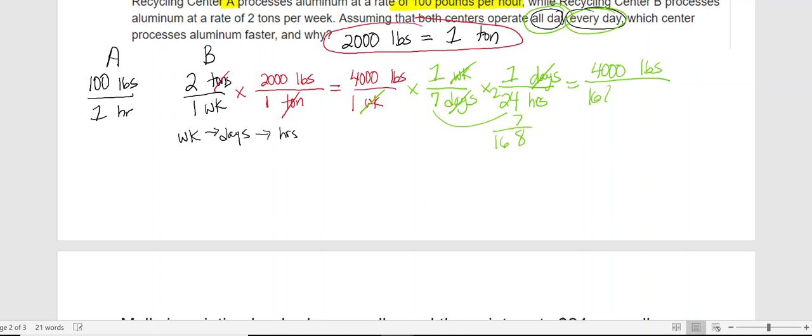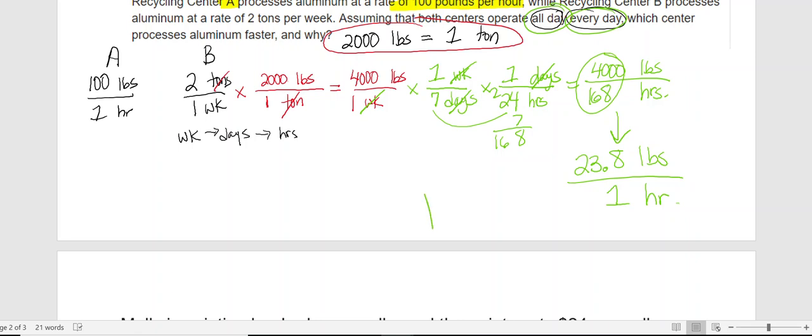and 7 times 24 is 168 hours. And to convert that to a unit rate, you're going to divide, and 4,000 divided by 168, if I round to the tenths, is 23.8 pounds per 1 hour. So again, I divide these to get it into a unit rate, which has a 1 on the bottom.